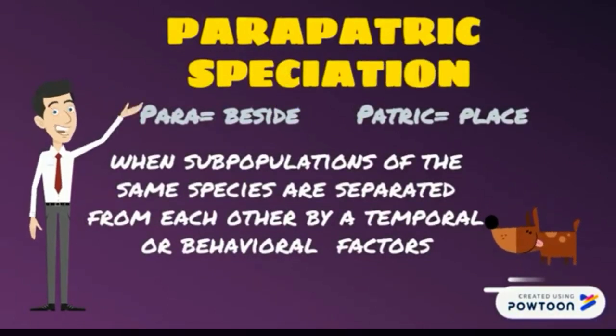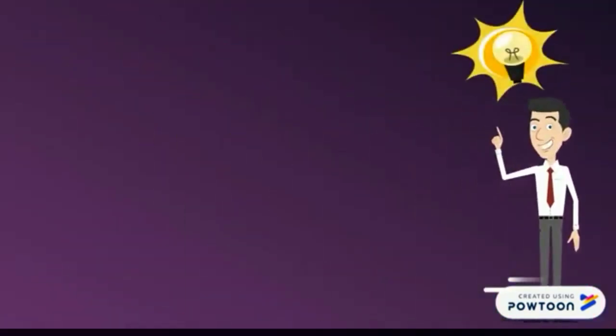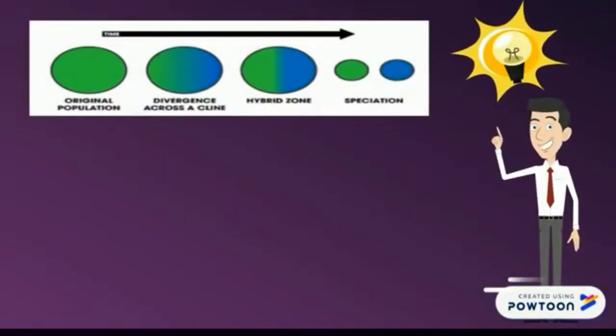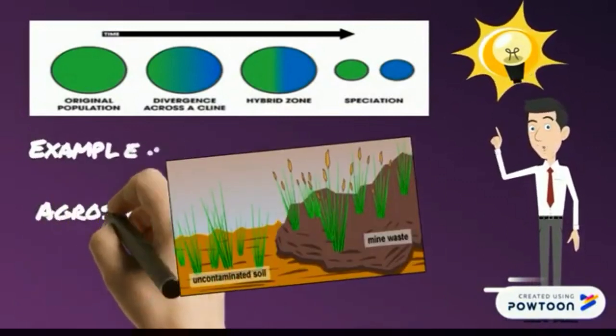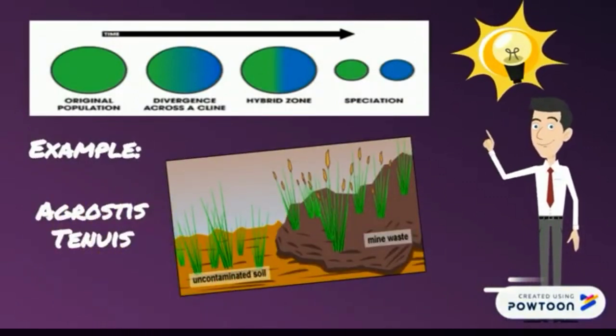Parapatric speciation. Para meaning beside and patric meaning place. It happens when subpopulations of the same species are separated from each other by temporal or behavioral factors. The most well-known example of parapatric speciation is found in the grass population of Agrostis tenuis. In this case, gene flow occurs between subpopulations on and off mine tailings, but hybridization is inhibited by slight differences in flowering time between the two.